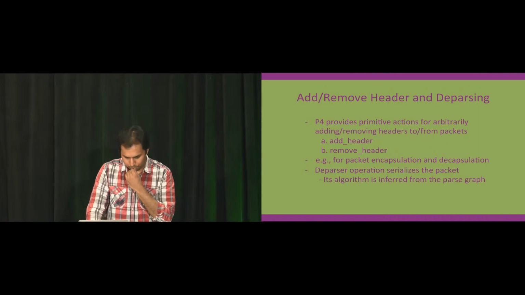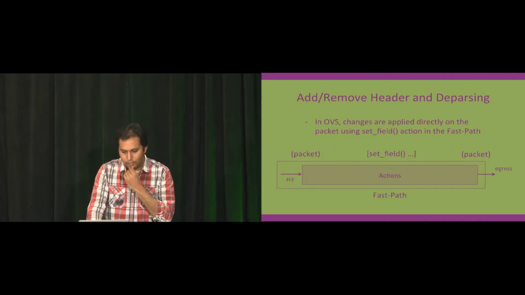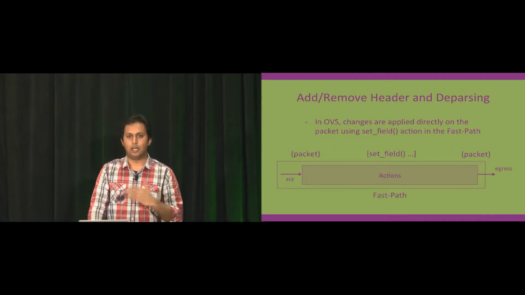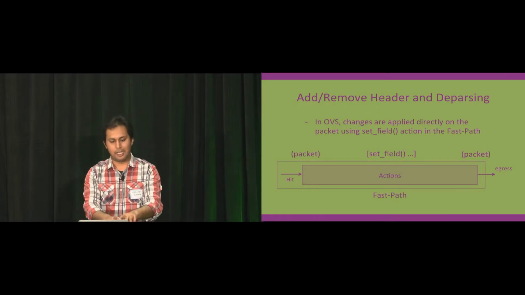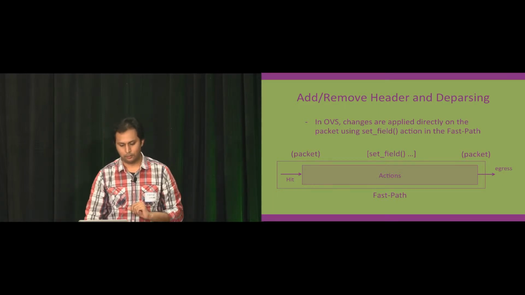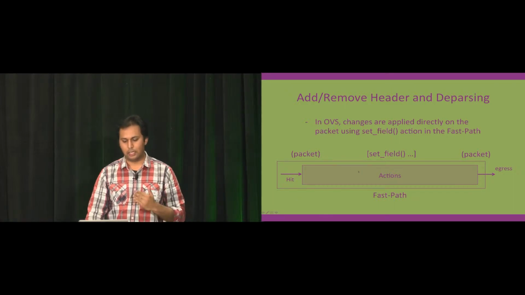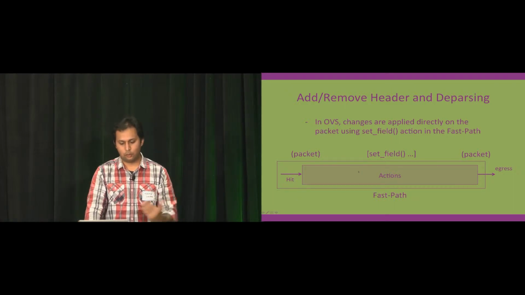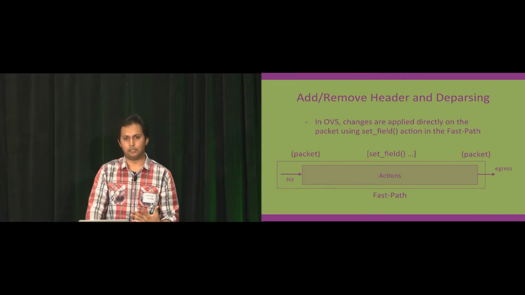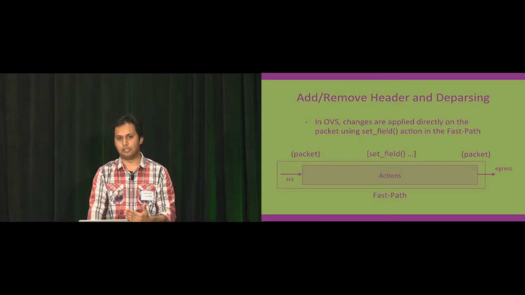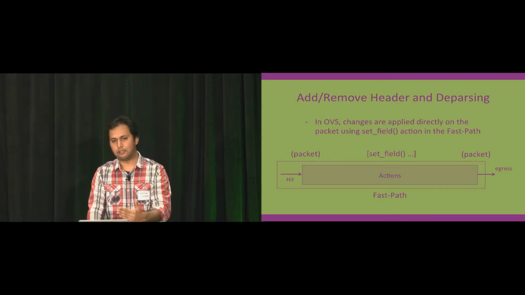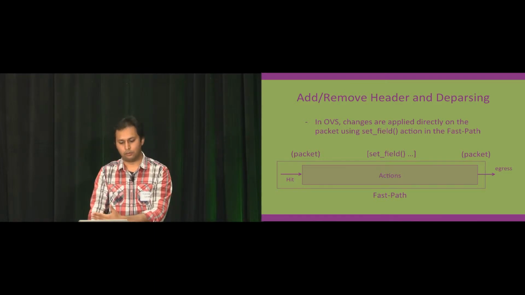Okay, so in OVS, currently, how OVS operates is like this: this is the fast path action block that I'm showing you here. So what happens, you got a hit in the cache. You came in here, and normally what happens is the packet goes through a series of actions, and these actions are mostly set field operations that are applied directly onto the packet. And then finally, once the last action has been applied, the packet goes out.